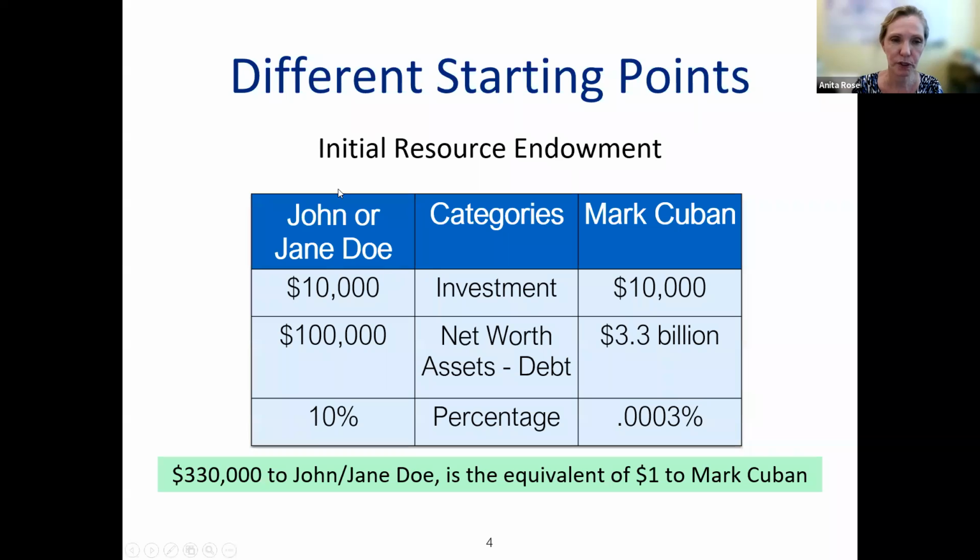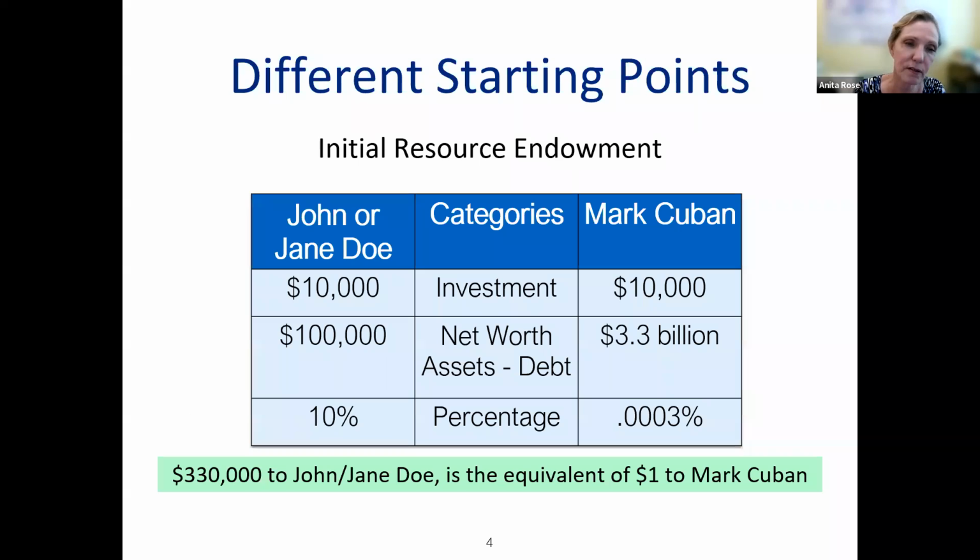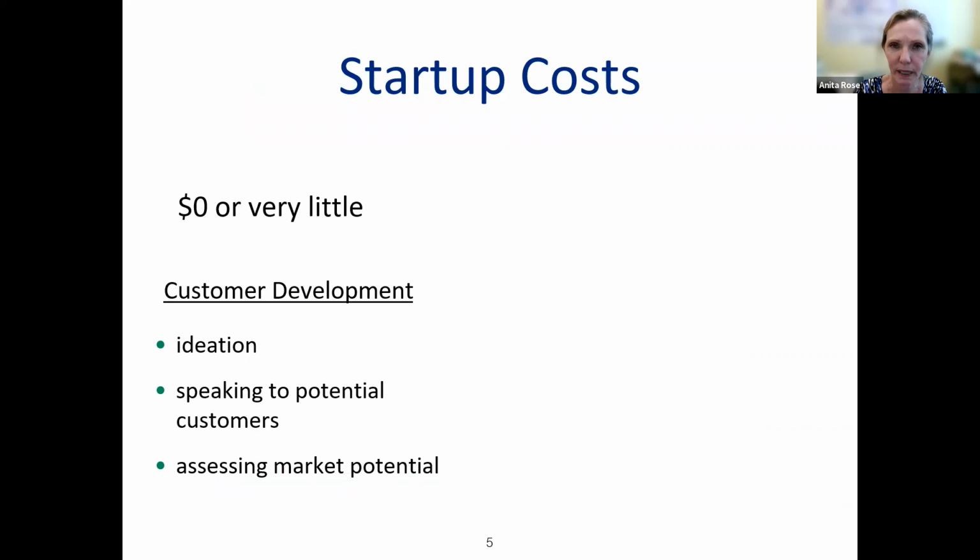Oftentimes, startup entrepreneurs are in this place. Certainly, many of the startup entrepreneurs on Shark Tank are in this John and Jane Doe predicament where they don't have a lot of money and they've come to the sharks for money. And for Mark Cuban, $10,000 is not a lot for him to invest if he likes the idea. But even so, even $10,000, 10% of your net worth, that's still quite a bit of money. And are you willing to give that up? Or would you be willing to let that money go?